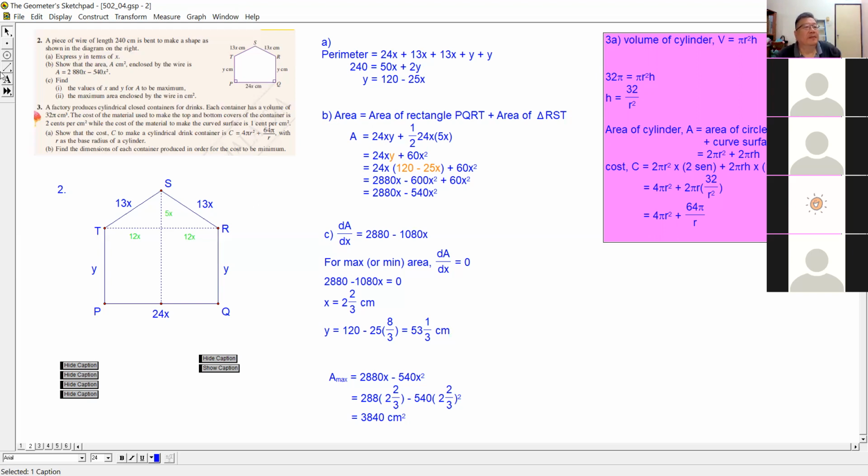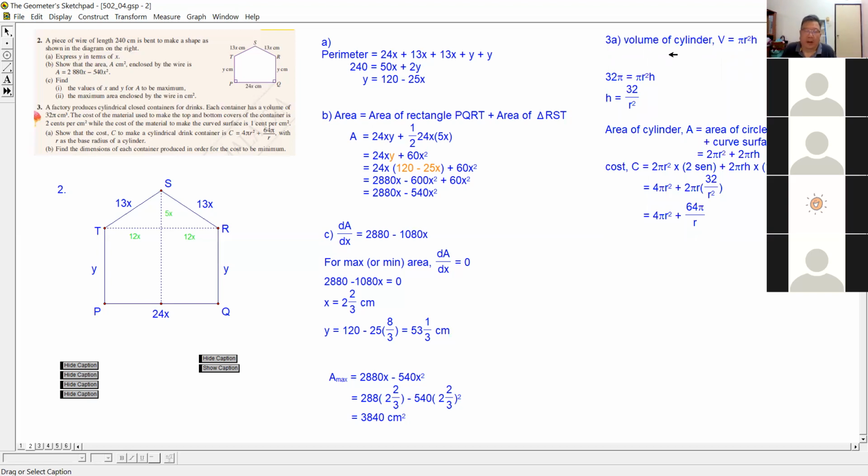Okay, right. Each container has a volume of 32 pi centimeter cube. The cost of the material used to make the top and bottom cover of the container is 2 cents per square centimeter, while the cost of the material to make the curved surface is 1 cent per centimeter square. Show that the cost to make the cylinder is distinct with the radius of base of a cylinder. Okay, right.